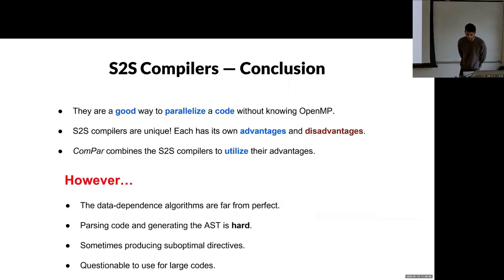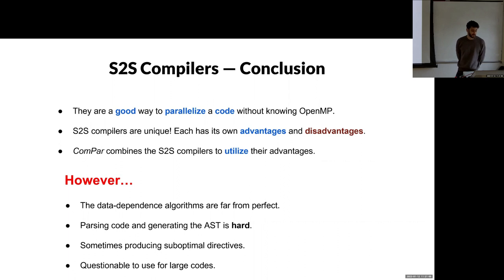So again, what are its limitations, and the source-to-source approach limitations in general? The data dependence algorithms are far from perfect. When you start to operate it on hundreds of lines of code, you'll end up with maybe hours of execution time. And even after that, it will just give up.